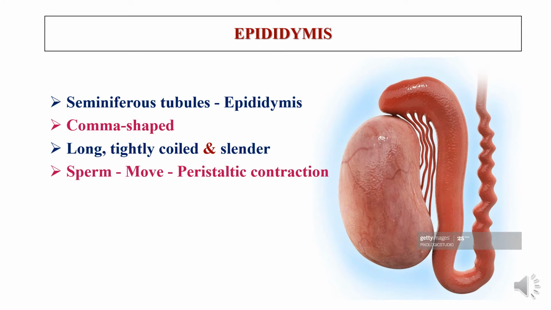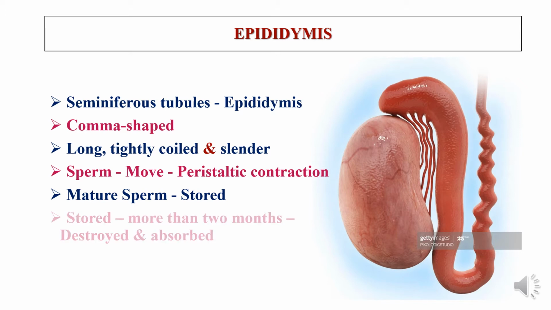The sperm mature over 10 to 14 days as they are slowly moved through the epididymis by weak peristaltic contraction. The mature sperm are stored in the epididymis until they are ejaculated. Sperm stored for more than 2 months are destroyed and absorbed by the epididymis.